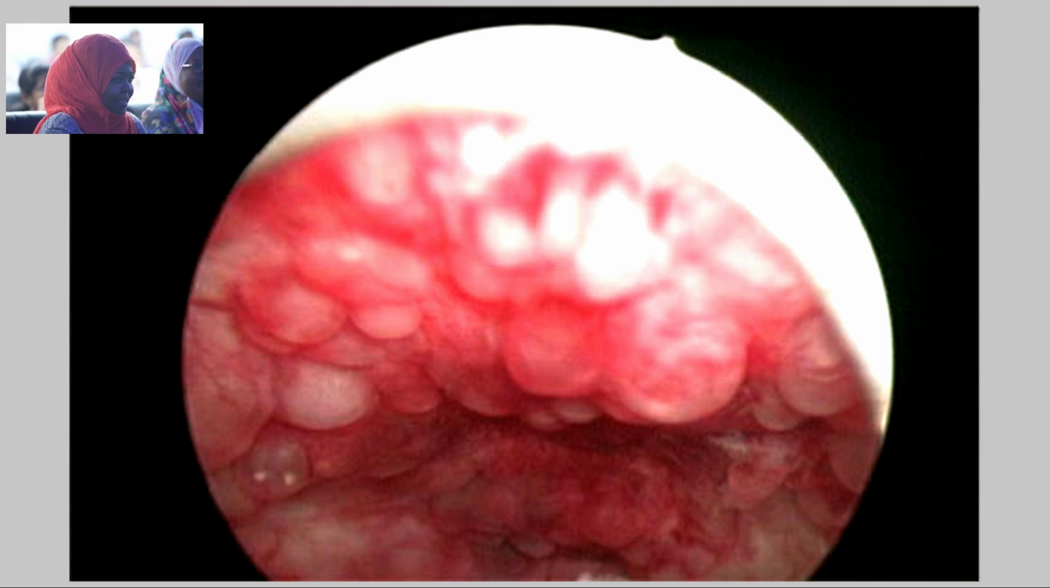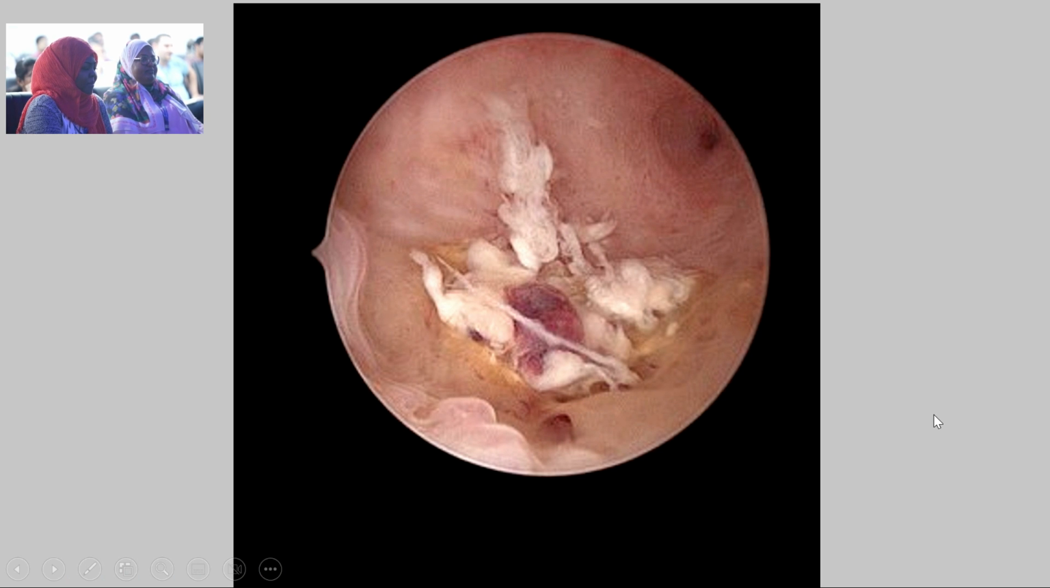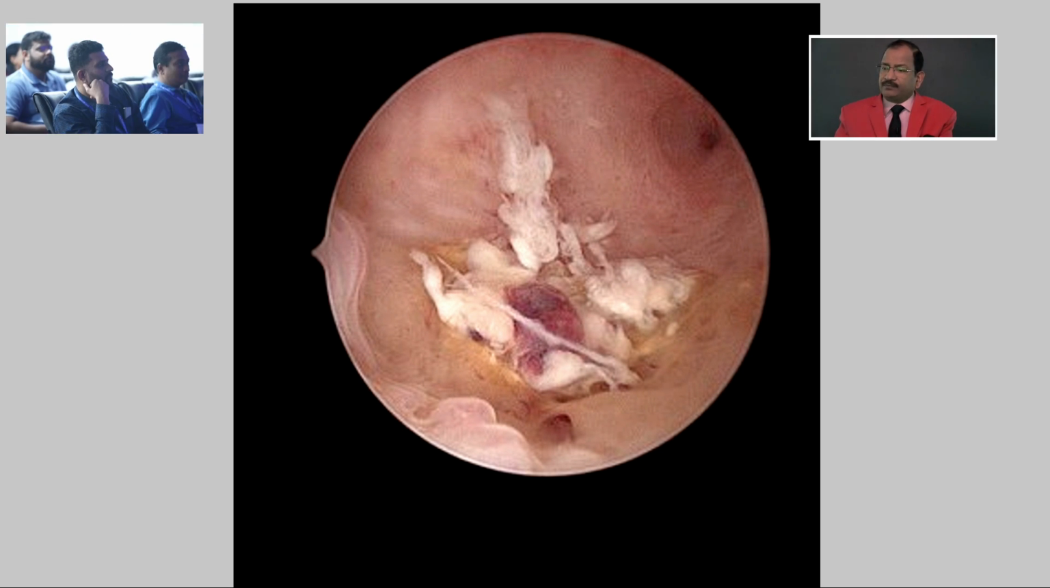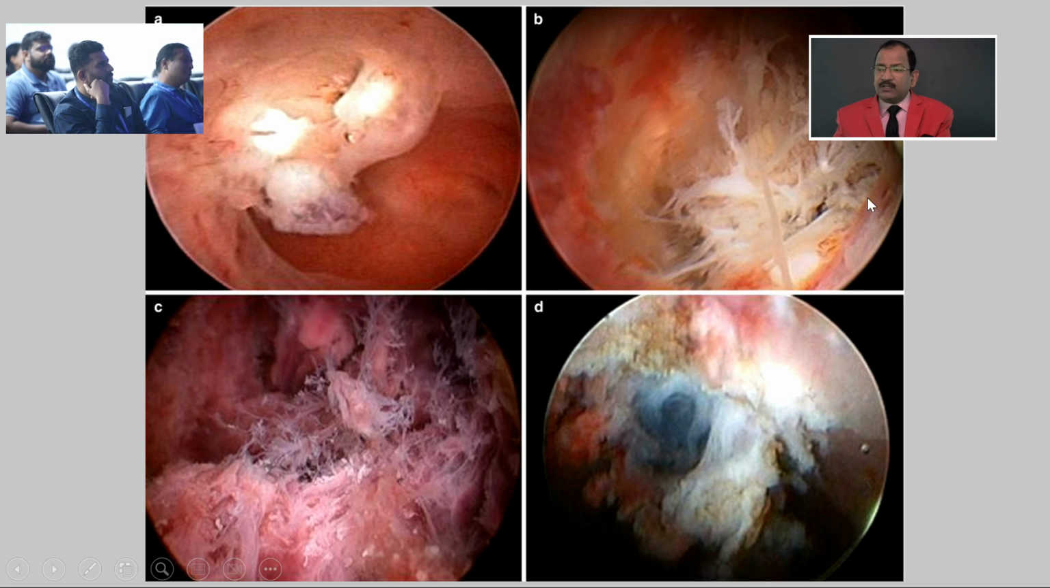This is what? Hydatidiform mole. This is hydatidiform mole. This is also retained products of conception. These are also late retained products of conception. Some are calcifying, some are fibrotic.